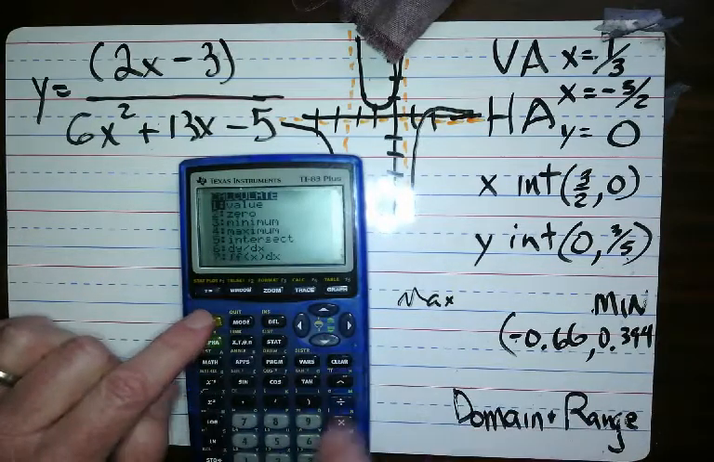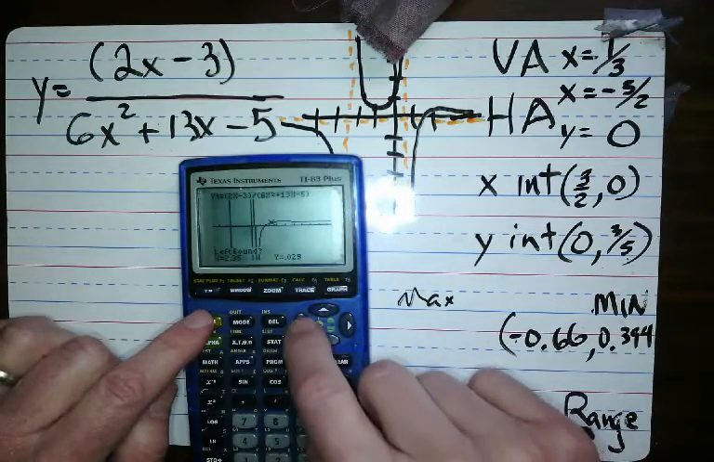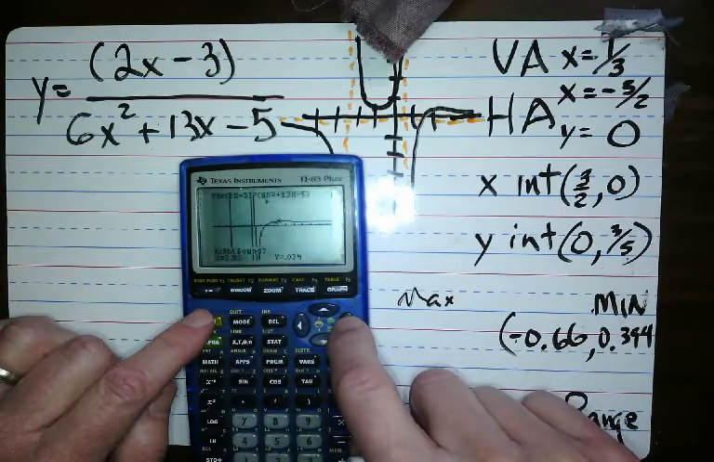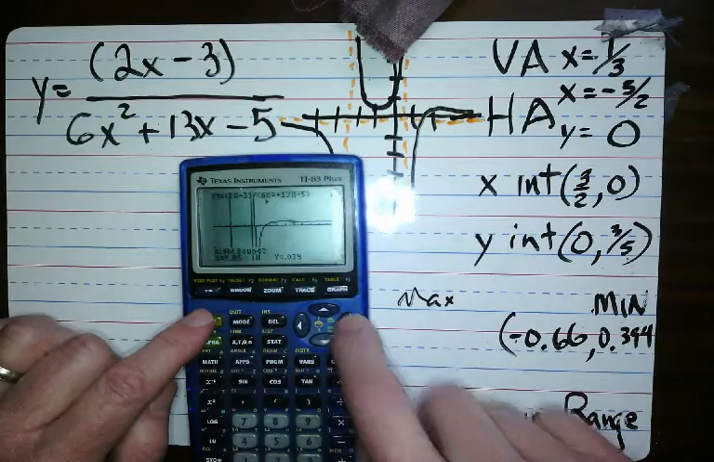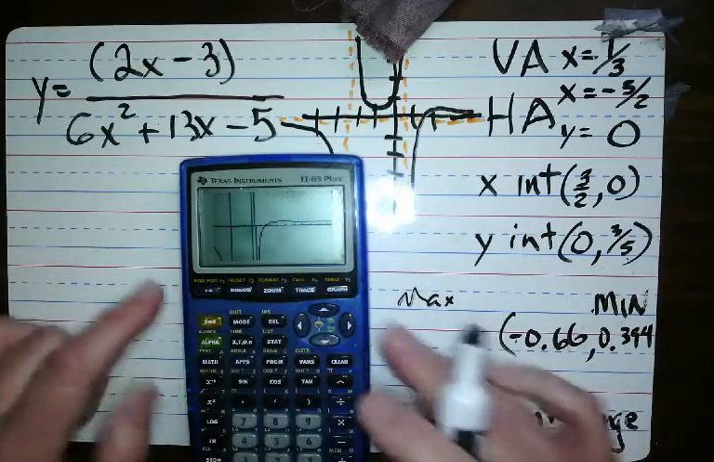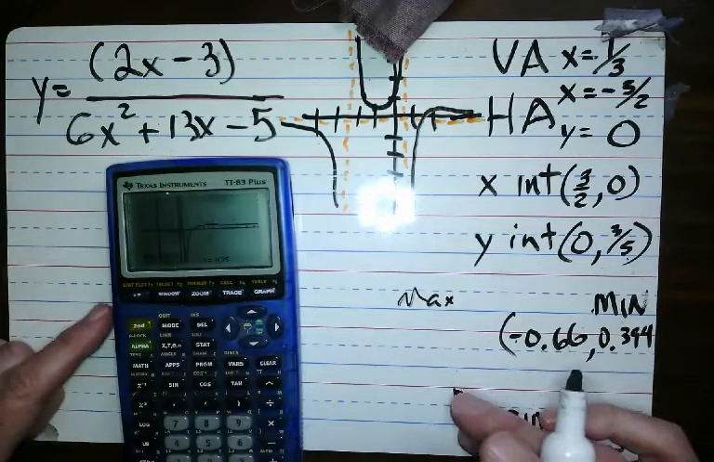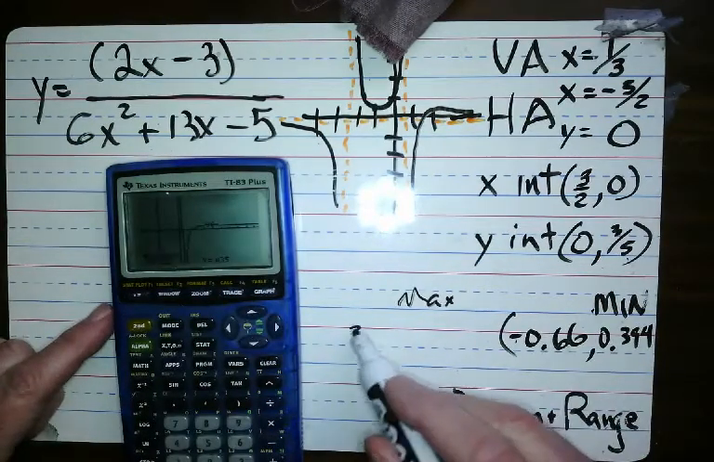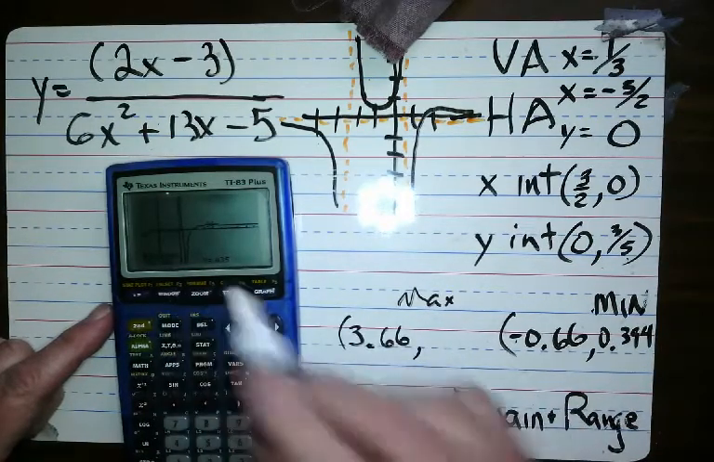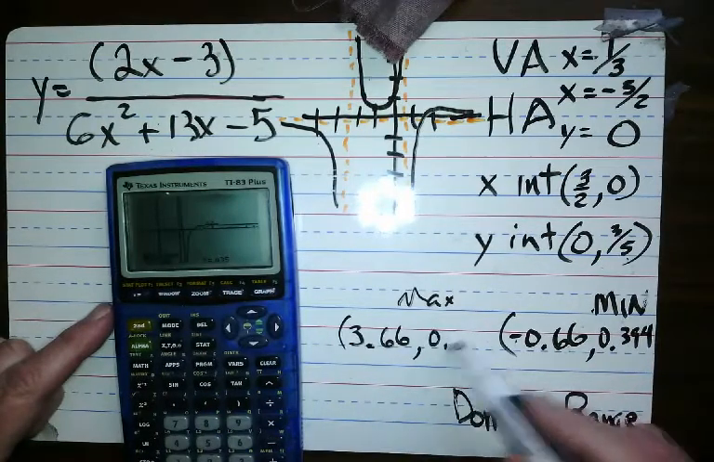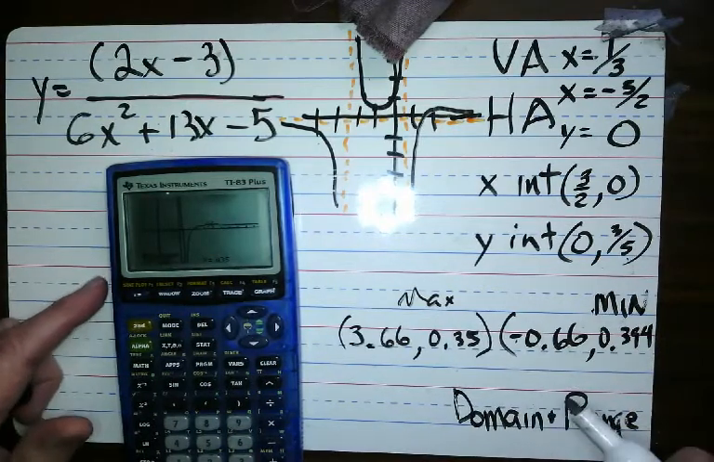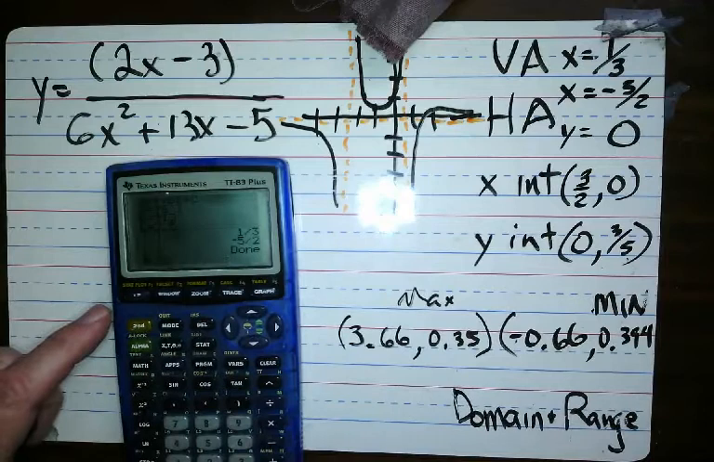And so I'm going to find the maximum. I'm going to go to number 4. Will it be on the left side of the little bump? Yes, sir, I'm right there. And how about on the right side? Okay, there we go. And then back in the middle somewhere. What is that maximum value? It is 3.66, comma 0.35. Look at that. Ta-da! We did it.